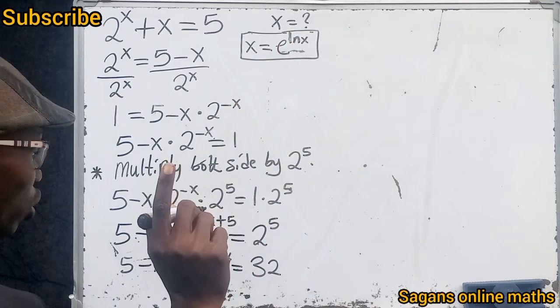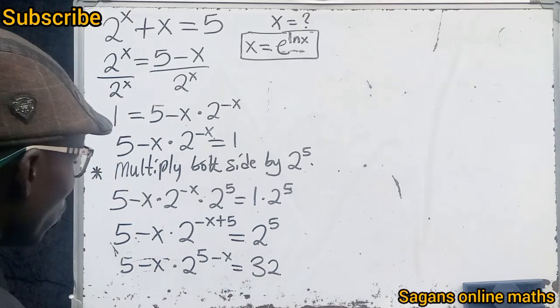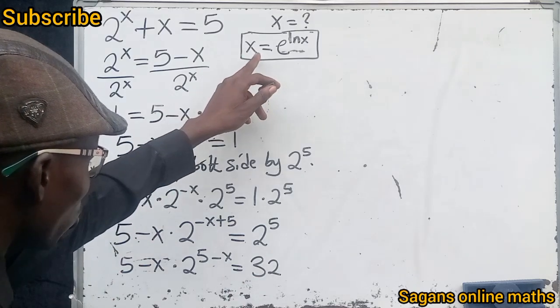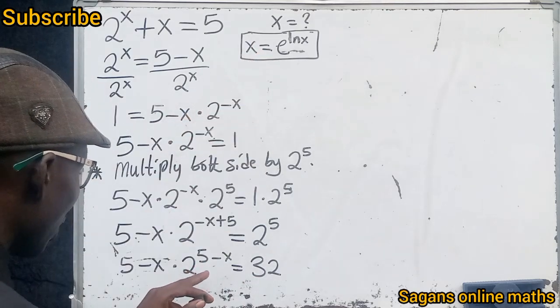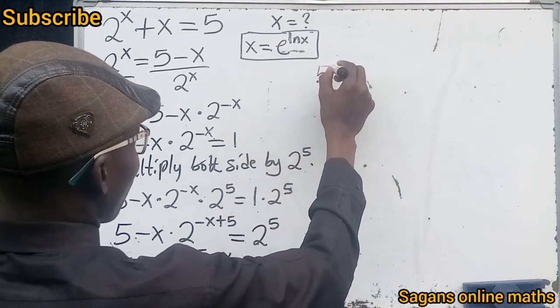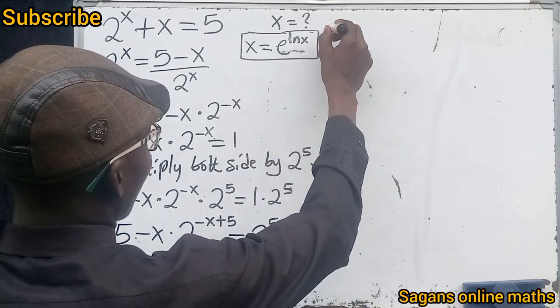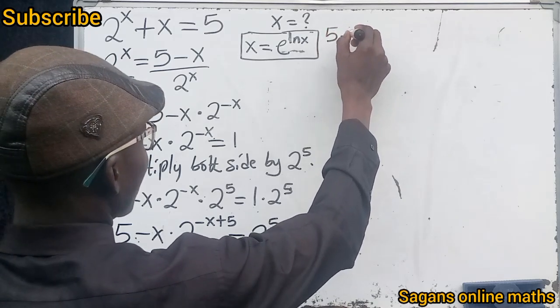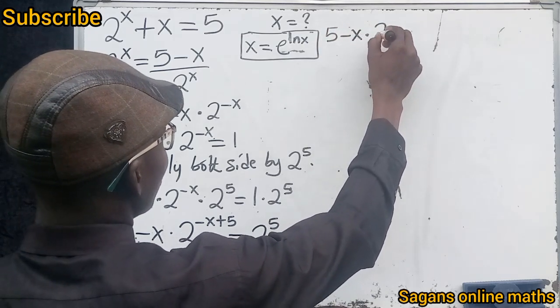This is very helpful and interesting. We're going to apply it here. Now, do you know that we are not wrong by obeying this rule or this law? That from here we can also write it as 5 minus x, multiplied by 2 raised to the power of what?